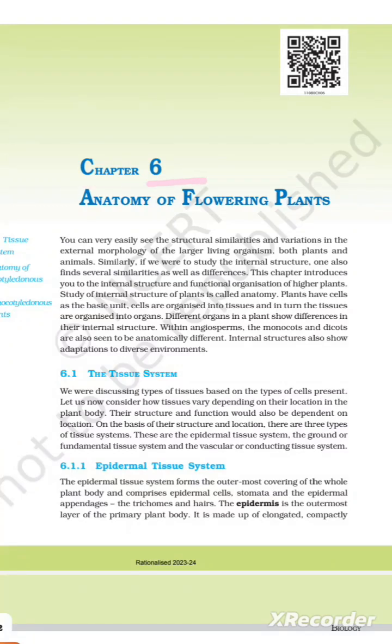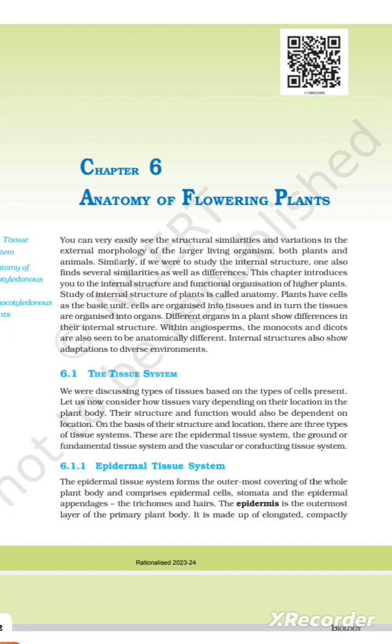Class 11, Chapter 6: Anatomy of Flowering Plants. You can very easily see the structural similarities and variation in the external morphology of the larger living organisms, both plants and animals. Similarly, if we were to study the internal structure, one also finds several similarities as well as differences. This chapter introduces you to the internal structure and functional organisation of higher plants.